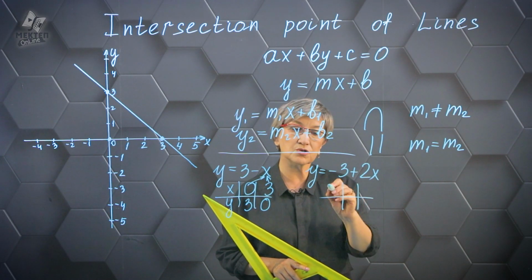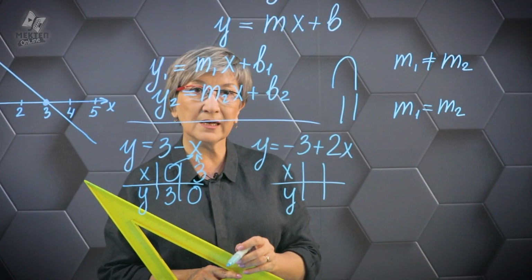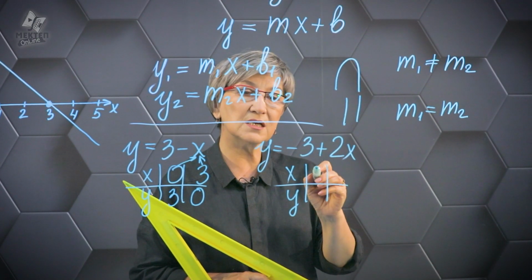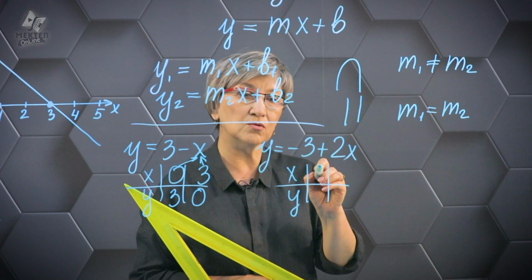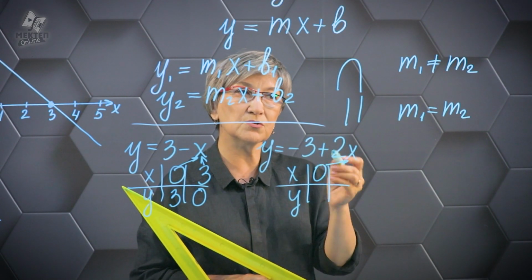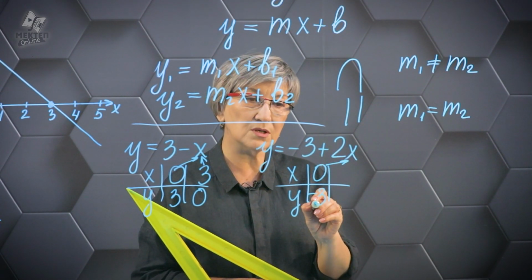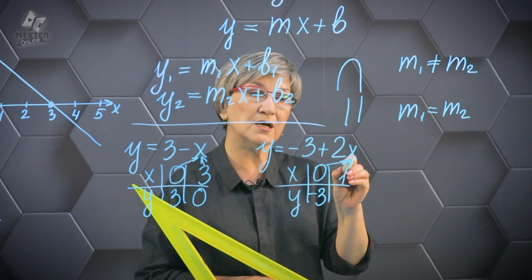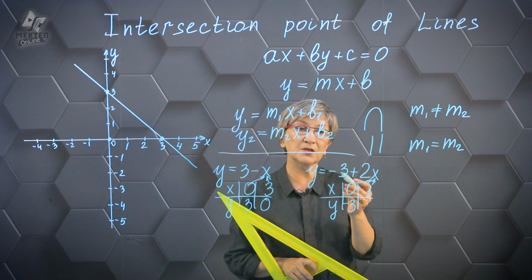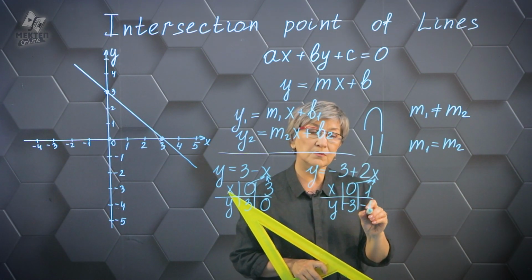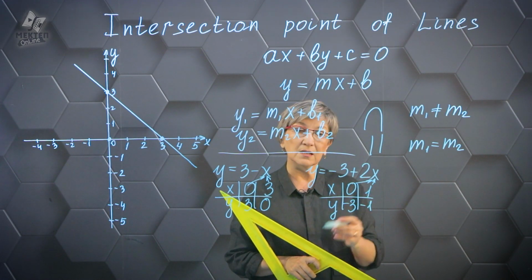Here we also assign a value to x and determine the corresponding y value. If I substitute 0 for x, then the value of y will be minus 3 plus 2 times 0. That's minus 3. Let's substitute the value of 1 for x instead. Then it's minus 3 plus 2 times 1. Thus, we will arrive at minus 1.